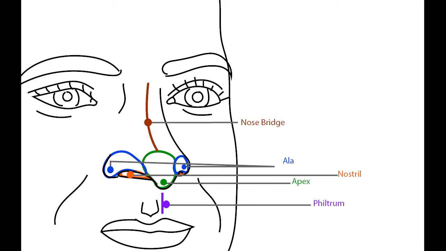We also have these two edges that are called ala, and the middle, mostly where you find the highlighted area, is called the apex. And the two circles in the nose, the dark circles, are called the nostrils.